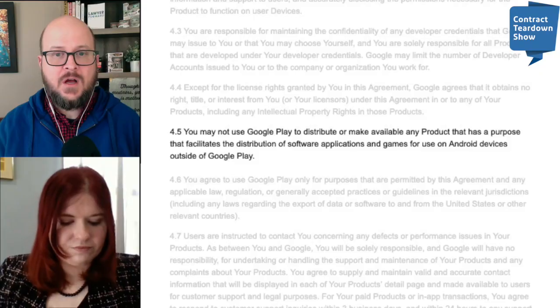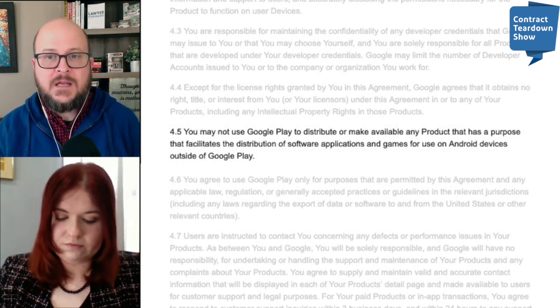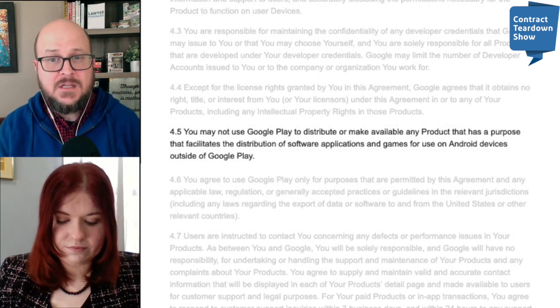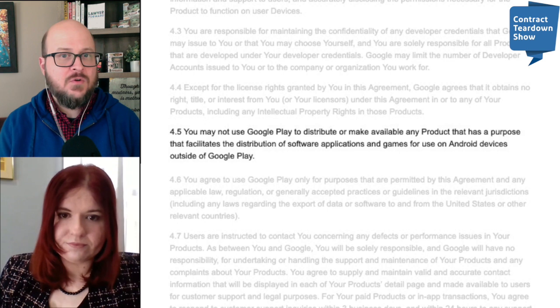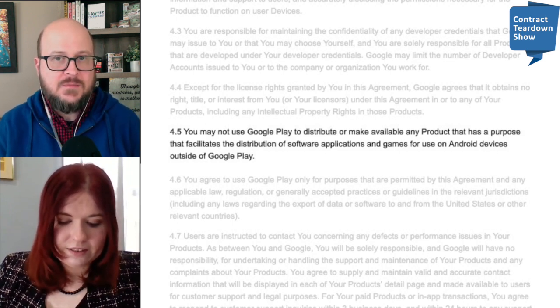Yeah, and I think getting to the meat that's really driving this lawsuit and this confusion, let's jump down to 4.5. This is under use of Google Play by you. 4.5 says you may not use Google Play to distribute or make available any product that has a purpose that facilitates the distribution of software applications and games for use on Android devices outside of Google Play. Here's the breaking point. Tell me about 4.5 and how Epic Games dealt with this section.